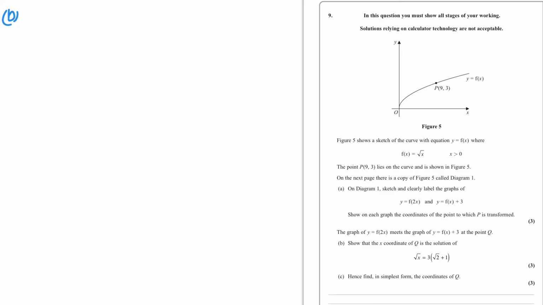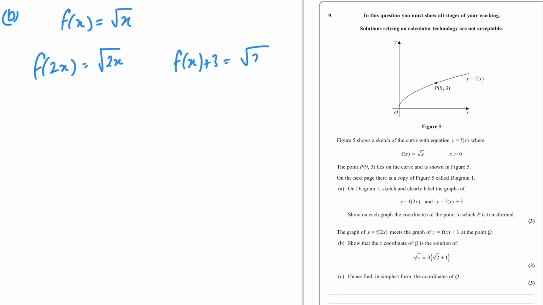Part B says the graph of y equals f of 2x meets the graph of y equals f of x plus 3 at the point Q. So let's just think about it. f of x equals root x. So f of 2x equals the square root of 2x. And f of x plus 3 is going to be root x plus 3. So those are my graphs.